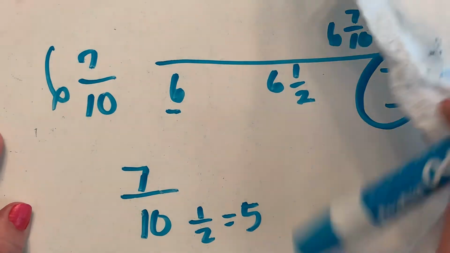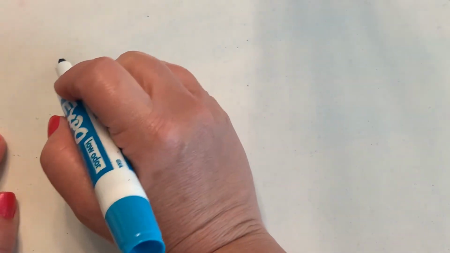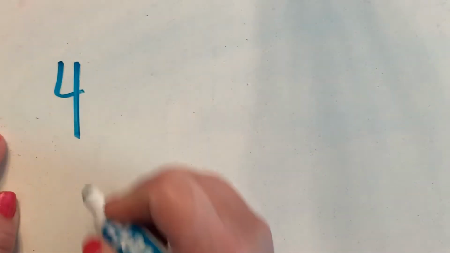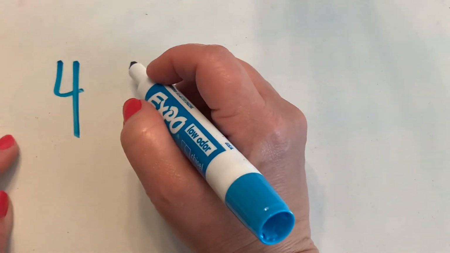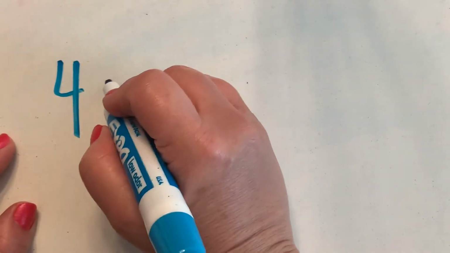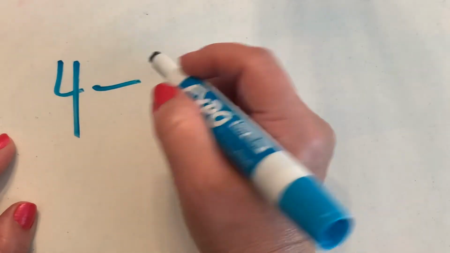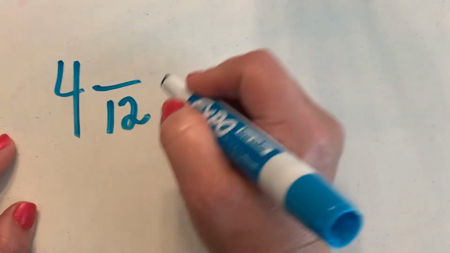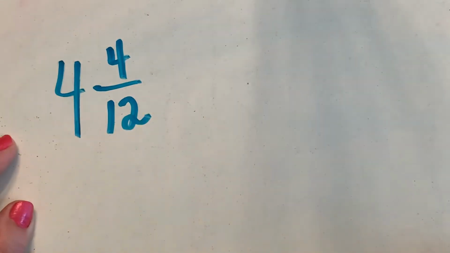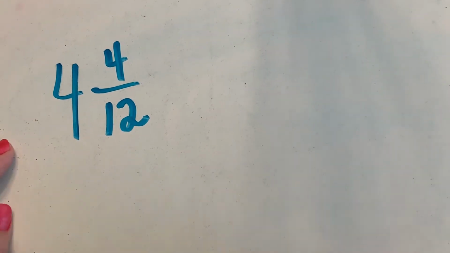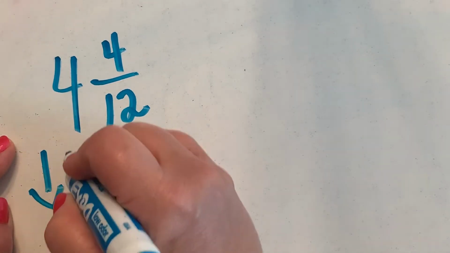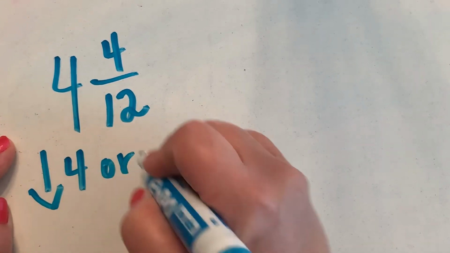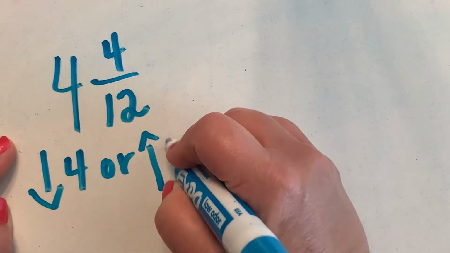Now that's a little bit, to me, trickier for some reason. Maybe it's the whole number. So let's just do some more. Let's go 4, and I used tenths, so let's use twelfths this time. 4 twelfths. So 4 and 4 twelfths. So are you going to round this number down to 4 or up to 5?